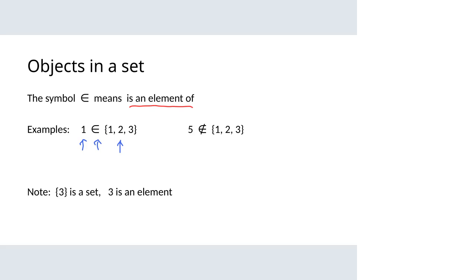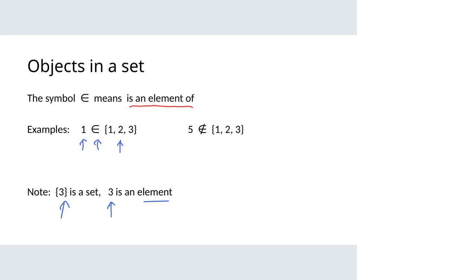One thing I want to point out, when we have braces around a collection of objects, even if it's only one object, that makes it a set. If we do not have braces, then it's an element. It's just an individual object. Putting the braces around it makes it a set. If it does not have the braces, then it's not a set. That's a really important distinction for us.